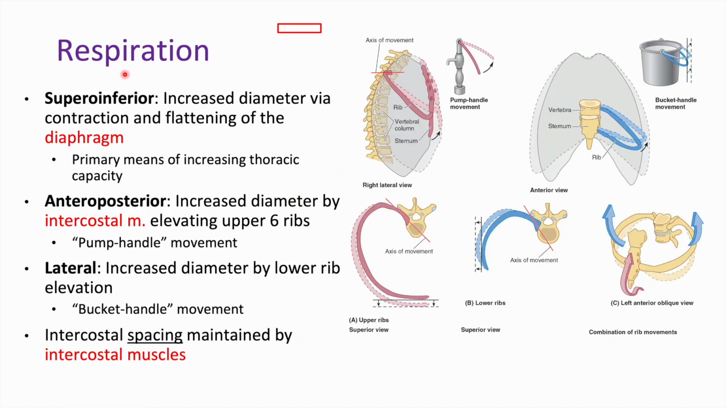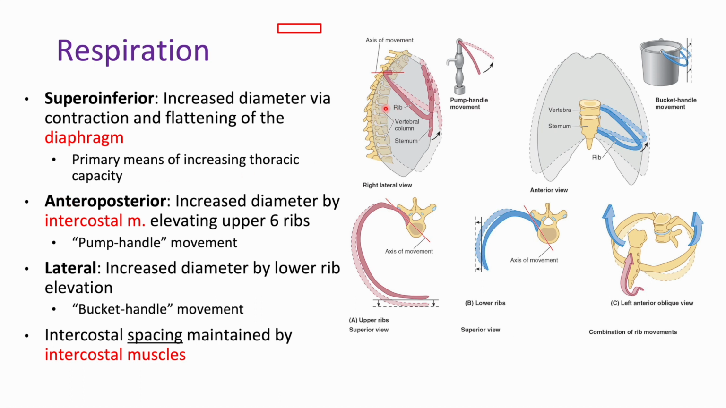For looking further at respiration, we're going to have a few different movements. Our movements of the ribs supero-inferiorly, so it's going to be up and down. It's not this picture, but up and down. That's going to increase diameter via contraction and flattening of the diaphragm. So the diaphragm is a really important one. It's going to be the primary means of increasing thoracic capacity. And so contraction and release of our diaphragm is going to be the key component in breathing. And that's superior-inferior.